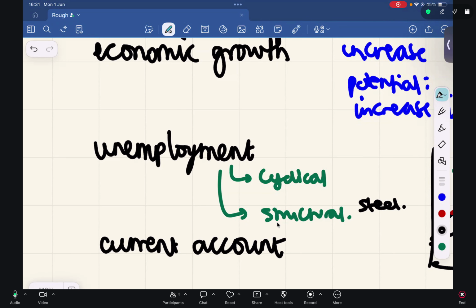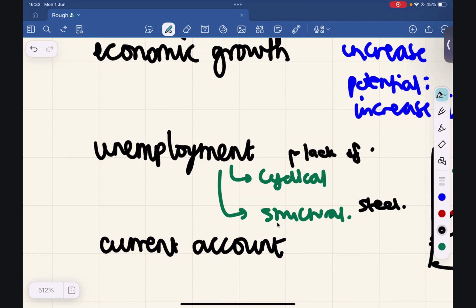So just to recap, cyclical unemployment is when there's a lack of aggregate demand in the economy. It happens during a recession. It basically affects everybody. Structural unemployment only affects one specific industry, such as the steel industry.